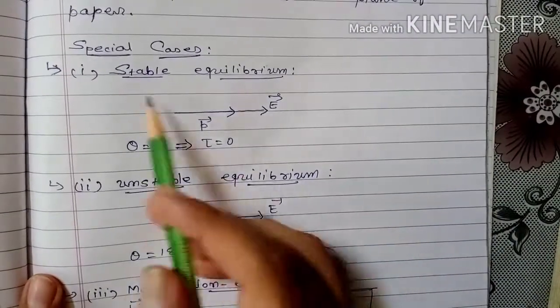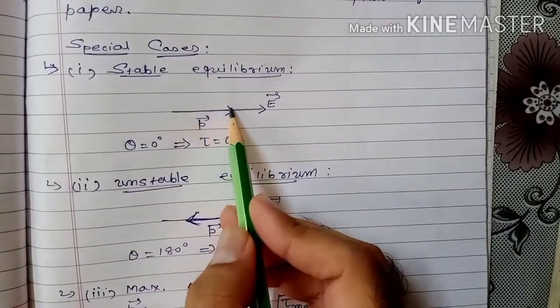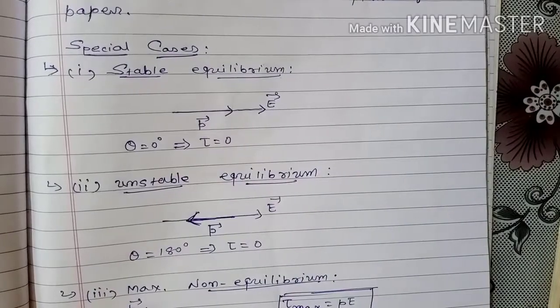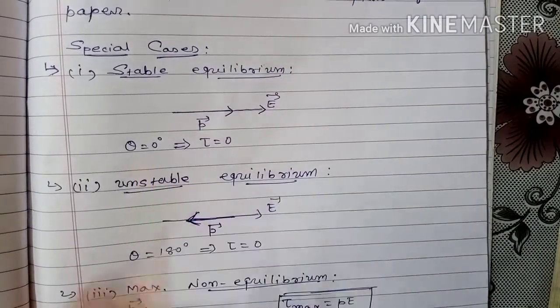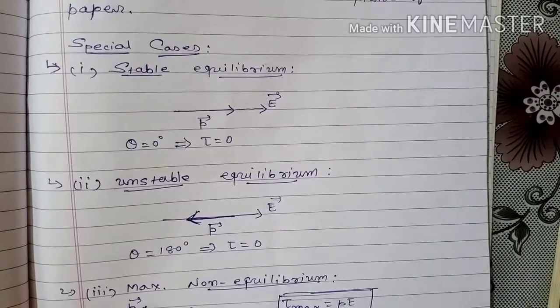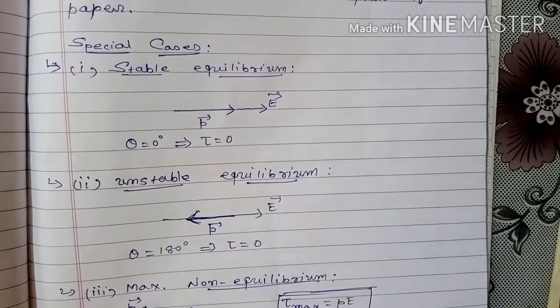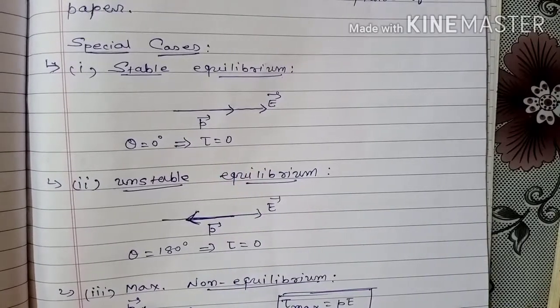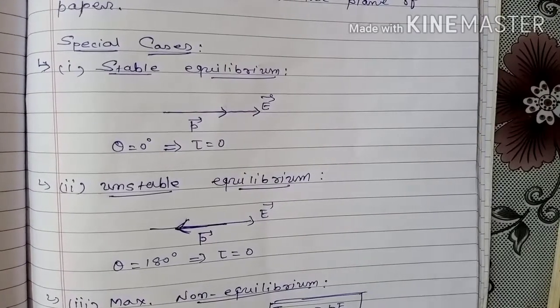First, that is stable equilibrium condition. If P vector, that is electric dipole moment, and electric field both are in the same direction, then the angle between them will be 0. If theta is equal to 0, then according to the formula torque tau is equal to pE sin theta, sin 0 comes out to be 0, then torque will be 0. If torque is 0 and force is 0, it means the system is in equilibrium condition.